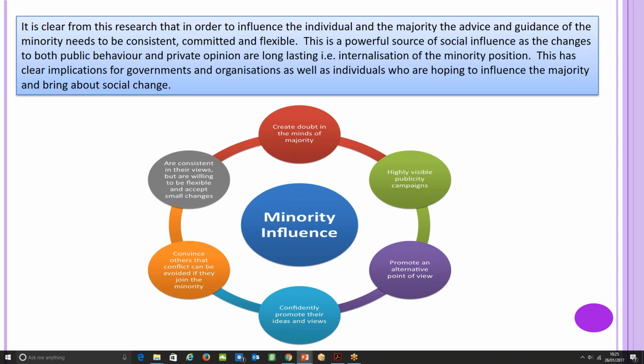bring about social change. So from the diagram, minority influence creates doubt in the minds of the majority. Highly visible public campaigns promote an alternative point of view, confidently promote their ideas and views, and convince others that conflict can be avoided if they join the majority. They are consistent in their views but are willing to be flexible and accept small changes.